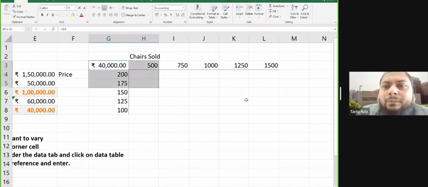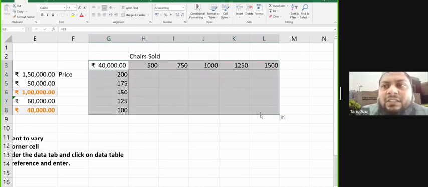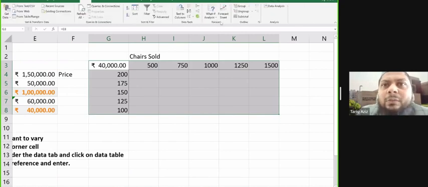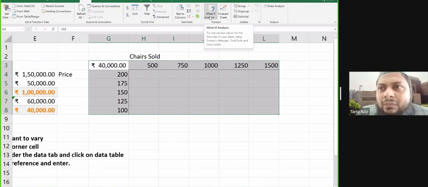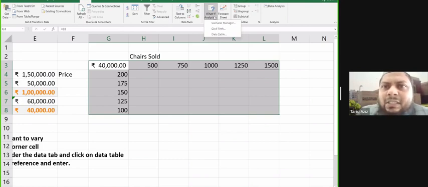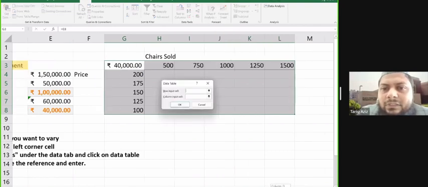After entering this data, I will select this table. After selecting this table, come to the data tab. Under the data tab, you will find the option for What-If Analysis. Select this What-If Analysis, and three options will be displayed. The first option is Scenario Manager. The second option is Goal Seek. And the third option is Data Table. So you have to select Data Table.